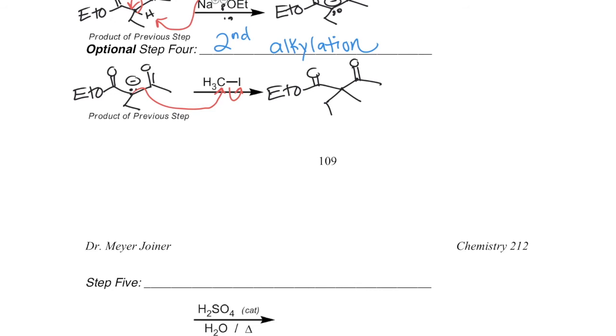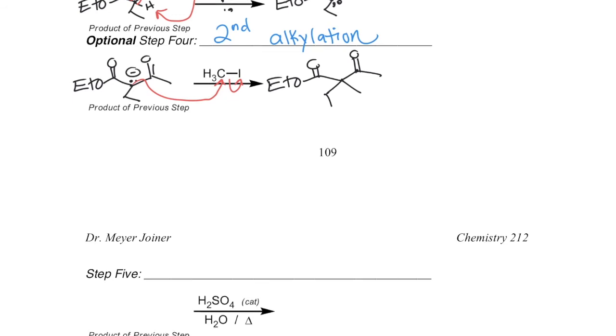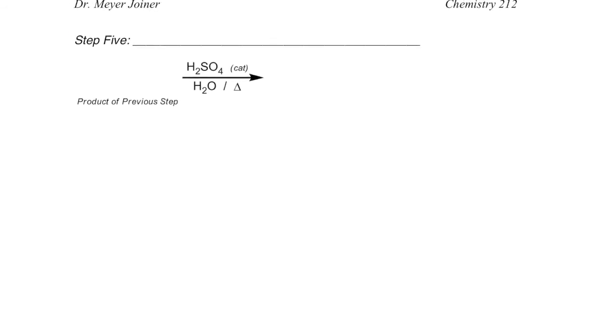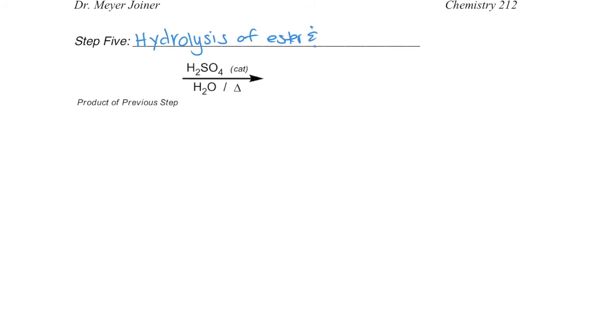Ethyl, methyl. Really straightforward. Now we're going to get to step 5. In my opinion, the best part, because it's the only really new thing: hydrolysis of the ester and decarboxylation. And I just really think the rotating to the six-membered transition state is super cool.